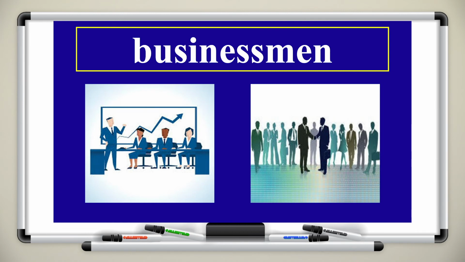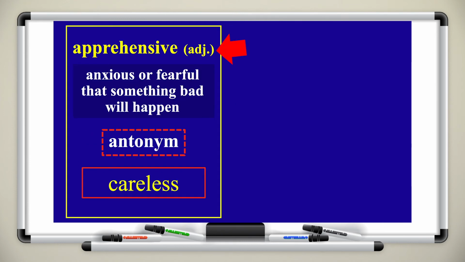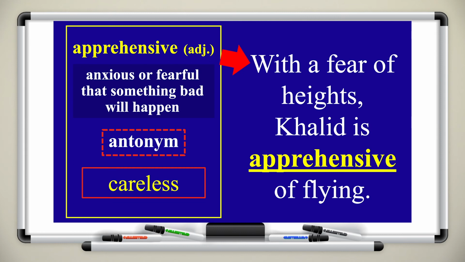Now, if you look at these two images, we have businessmen. The businessmen looked so worried and apprehensive at the meeting. And this is based on the image that we see here. What do you think the word apprehensive means? Look at the image and look at the people's facial expressions. Here we have the word apprehensive. It's an adjective. It means anxious or fearful that something bad will happen. The opposite of apprehensive is careless. For example, with a fear of heights, Khalid is apprehensive of flying.